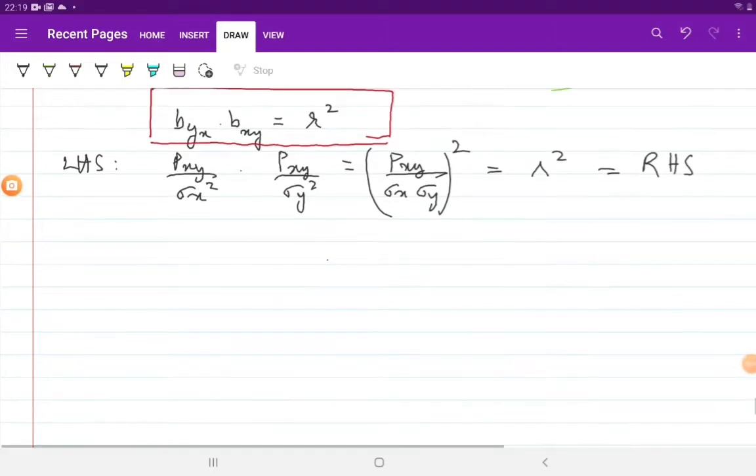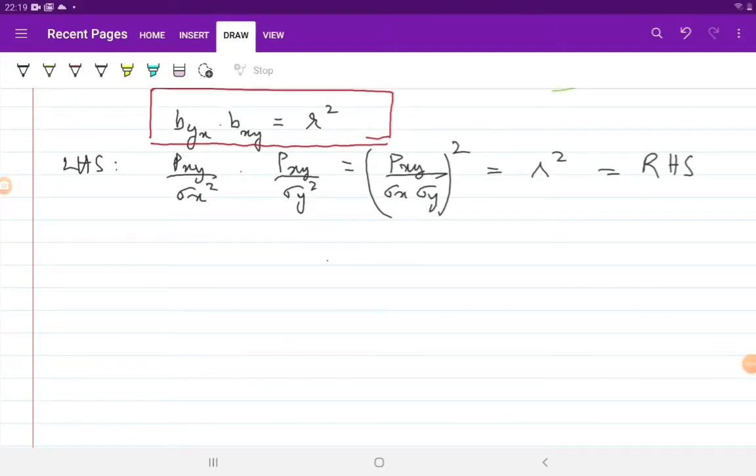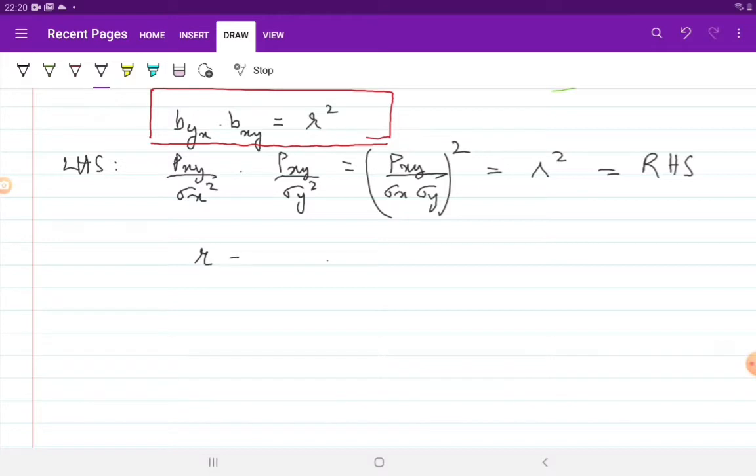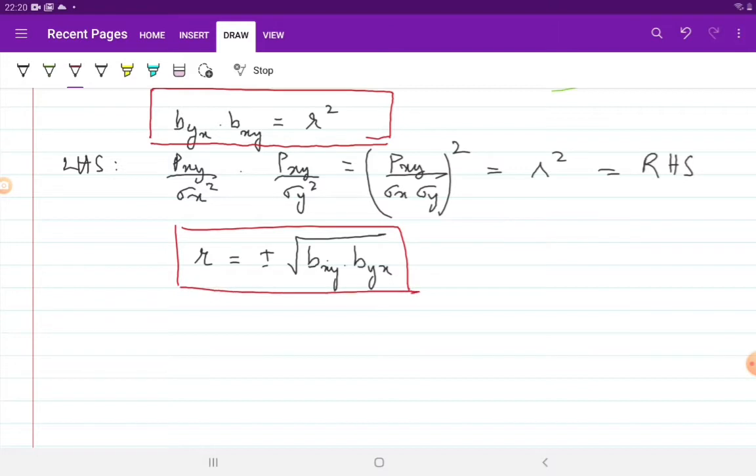So now that we have derived and understood the relation byx into bxy equals r square, we can also write r, or your coefficient of correlation, as the square root of the product of the two regression coefficients, bxy into byx. Another useful relation to remember, and the same relation can be expressed in a different manner.